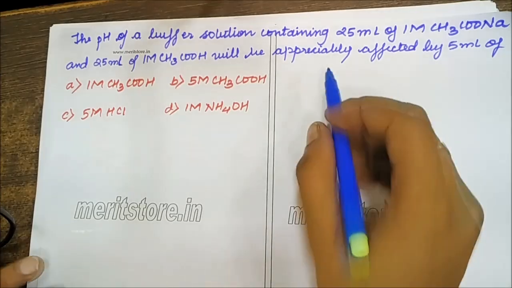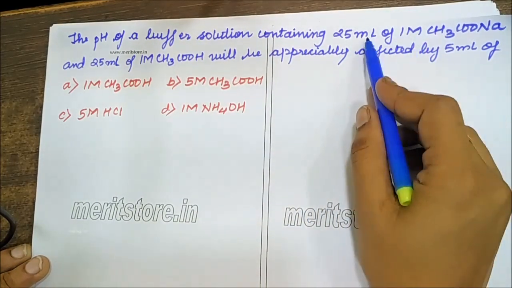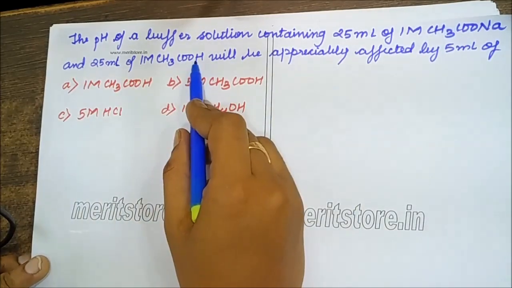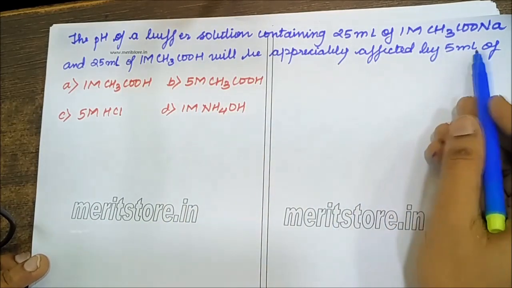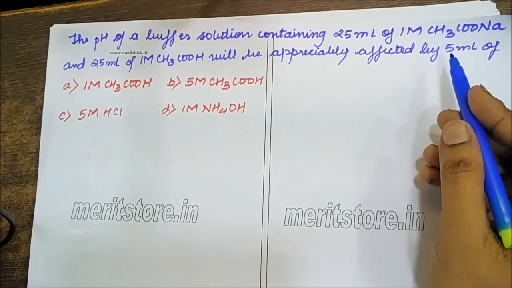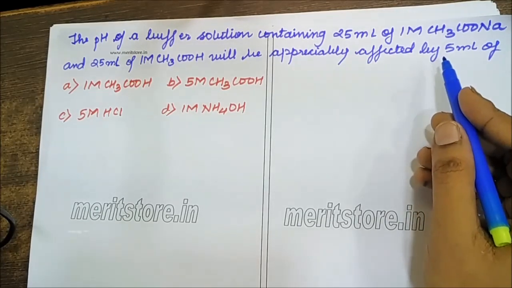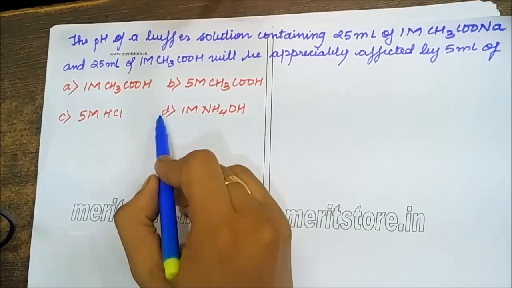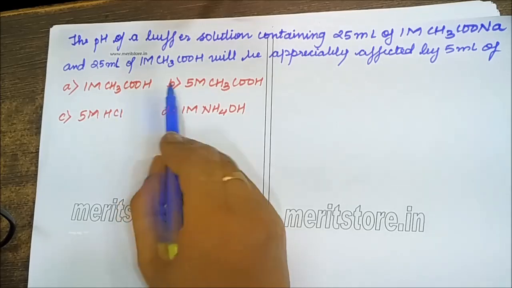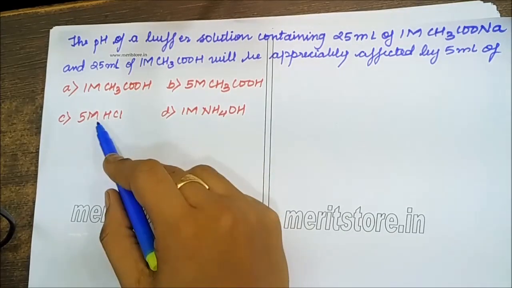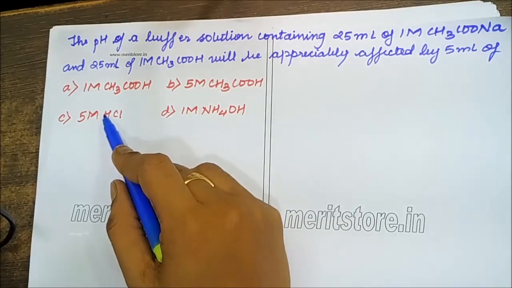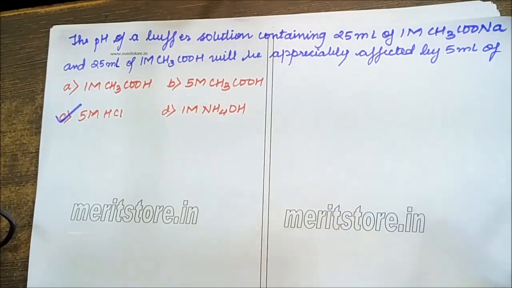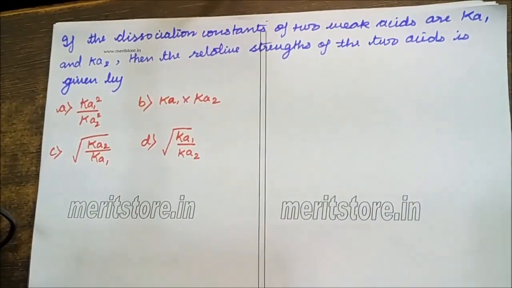The pH of a buffer solution containing 25 ml of 1 molar sodium acetate. So this is a salt of weak acid, and it is consisting of that same weak acid, will be appreciably affected by 5 ml of which solution. Now remember, a buffer solution is the solution which will resist drastic change in pH after addition of small amounts of acids and bases. Now look at the options. The A, B and D options are all weak acids and bases. Weak acid, weak base. And only HCl is the most concentrated. So if this pH had to be affected considerably, by definition it is going to be affected by HCl only. Continue with the next question.